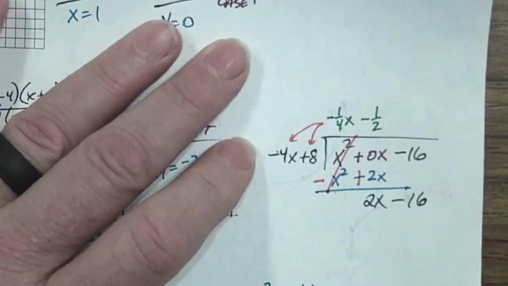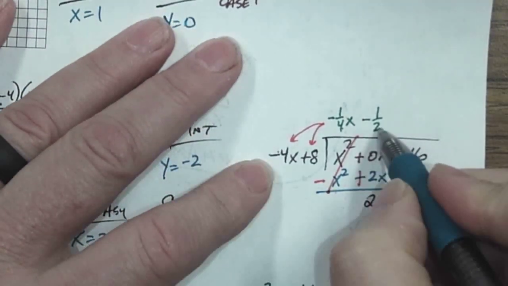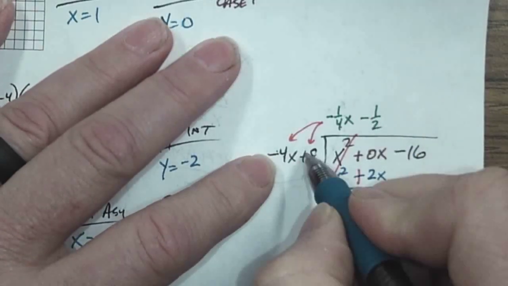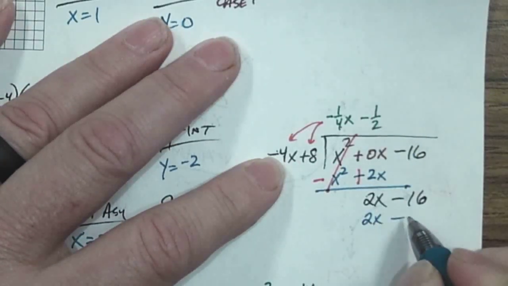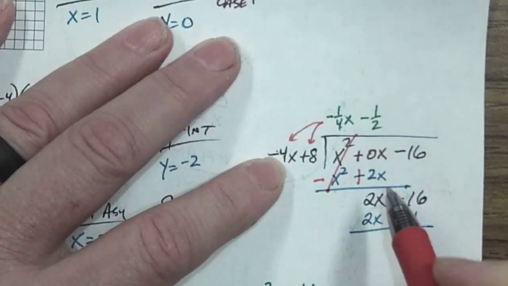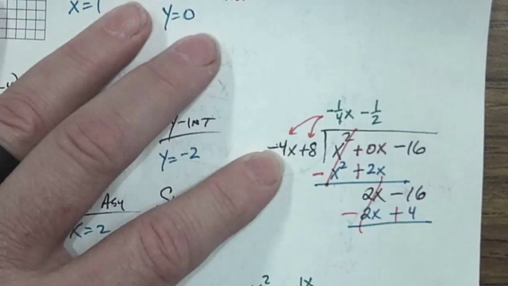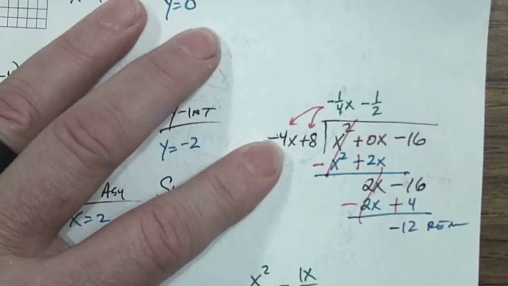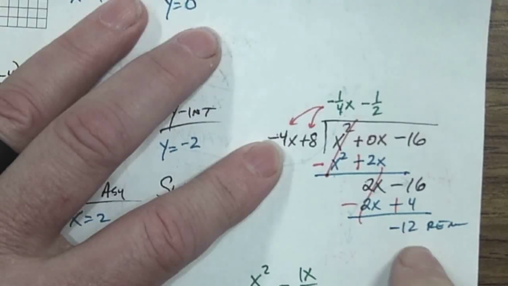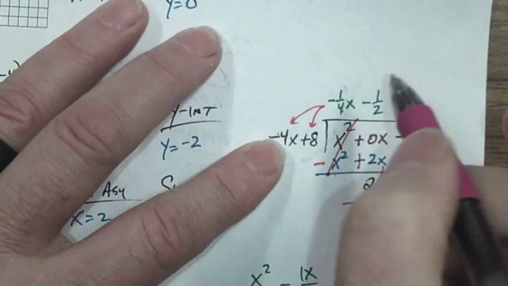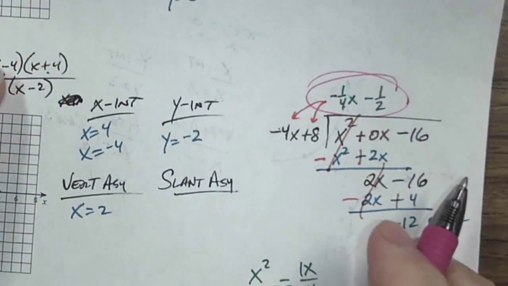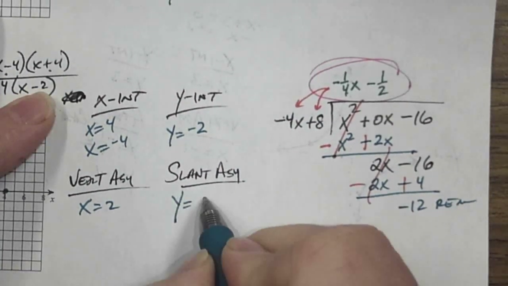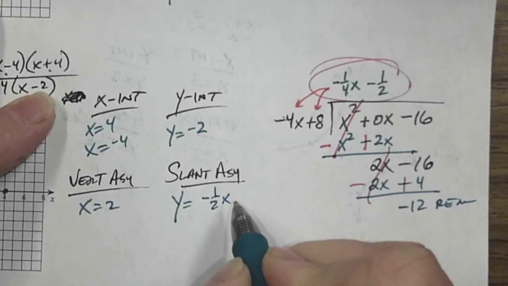And that's really all I need, but I'll continue just so that you know that I know. Half of 4 is 2, and the negatives cancel, so we get 2x. Half of 8 is 4, and we get a negative. Then we subtract both of them, cancel, and so my remainder is negative 12, but I don't care about my remainder. I care about my quotient. And so my slant asymptote is the equation y equals negative 1/4 x minus 1/2.